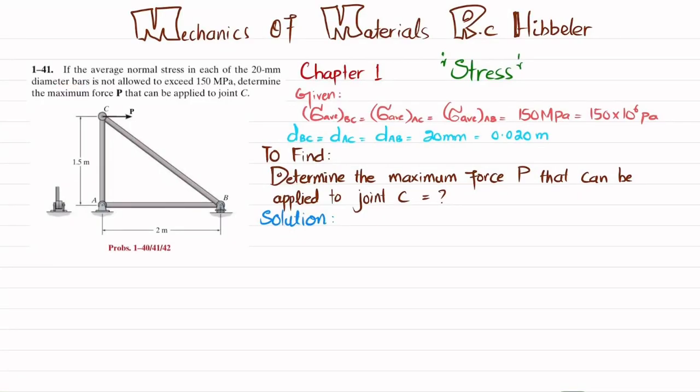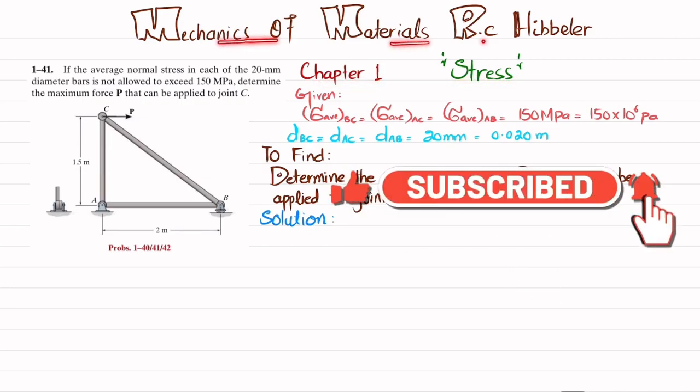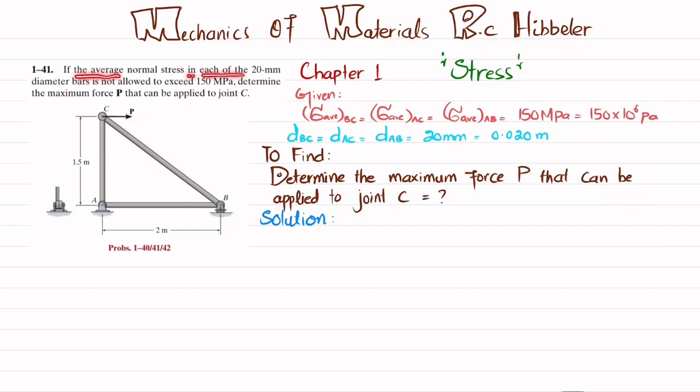Welcome back. Problem 1-41. This problem is taken from chapter number 1, that is stress or internal loading, and the book name is Mechanics of Material by R.C. Hibbeler. The statement is, if the average normal stress in each of the 20 millimeter diameter bars is not allowed to exceed 150 megapascal, determine the maximum force P that can be applied to joint C.